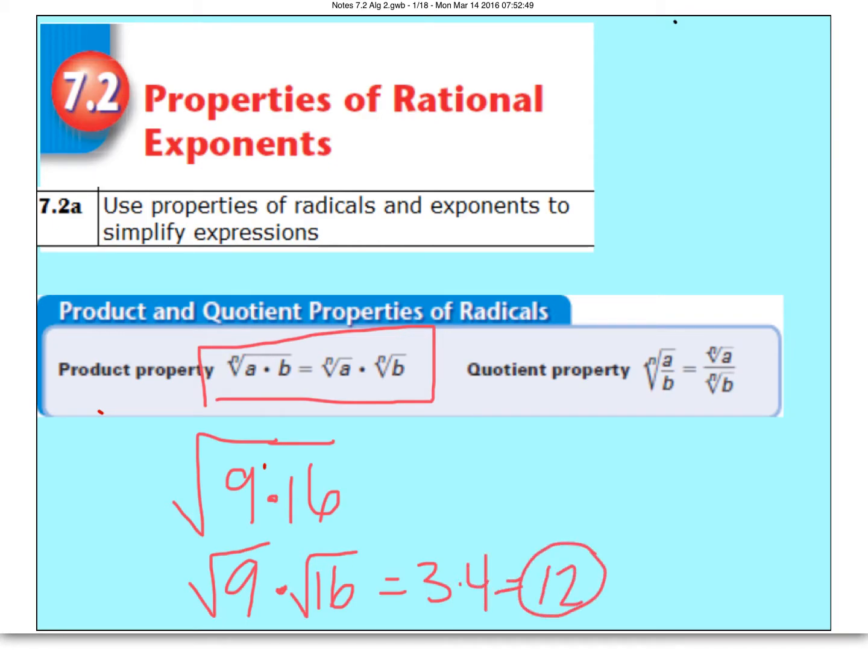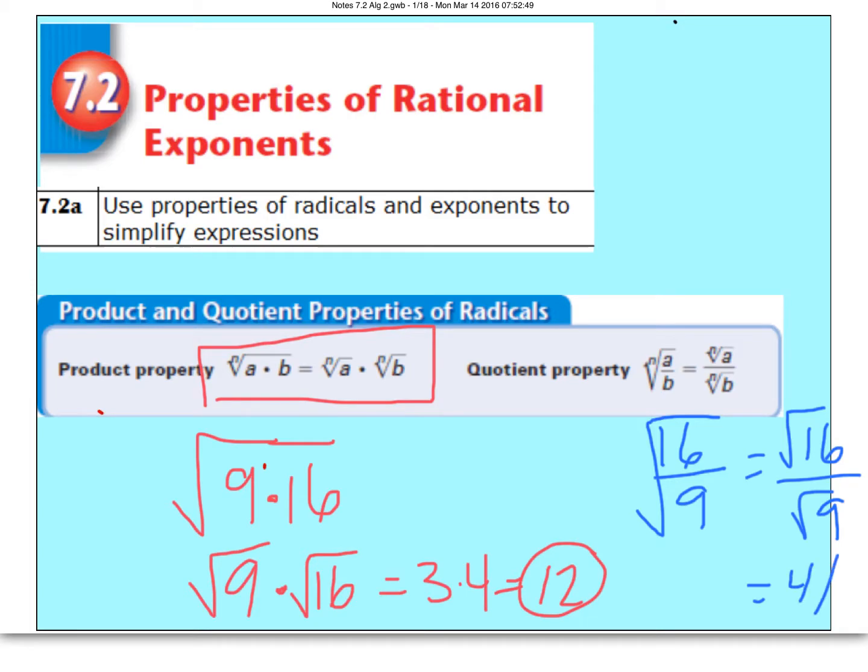Another thing you can do is if you have a fraction. Let's say we had, using the same numbers, 16 over 9 as a fraction, but it was the square root. You can break that up into the top of it and the bottom. You can do the square root of 16 over the square root of 9, which would equal 4 divided by 3. It's very handy properties.